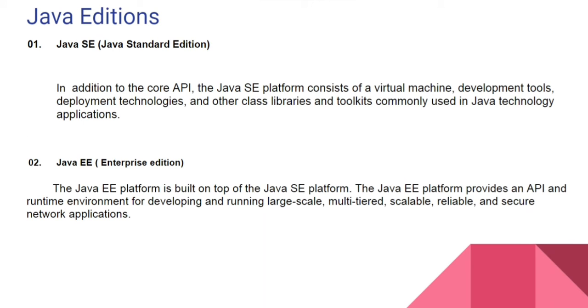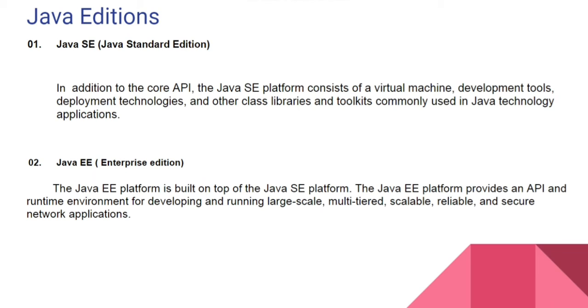So we have the Java editions, very important questions, and when you go for a job interview, they may ask you about the Java edition. So we have the Java SE edition, Java Standard Edition. In addition to the core API, the Standard Edition platform consists of virtual machines, development tools, deployment technologies, and other class libraries and toolkits commonly used in Java technology applications. So these are called Standard Edition.